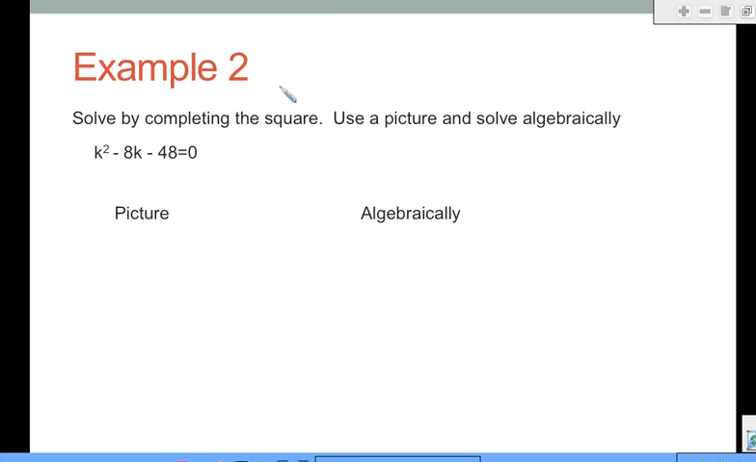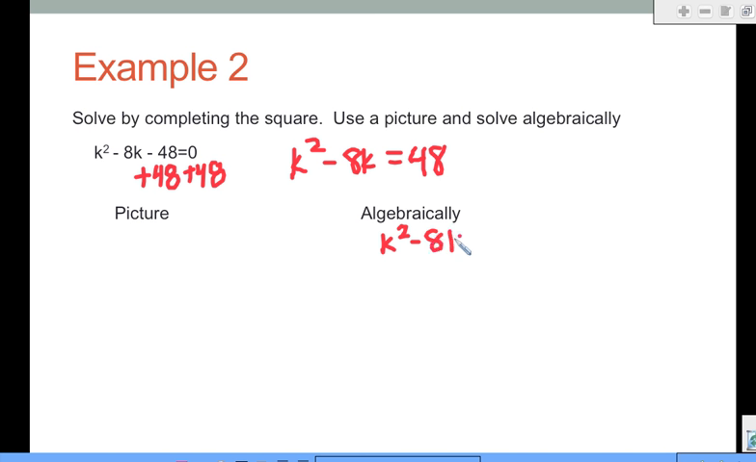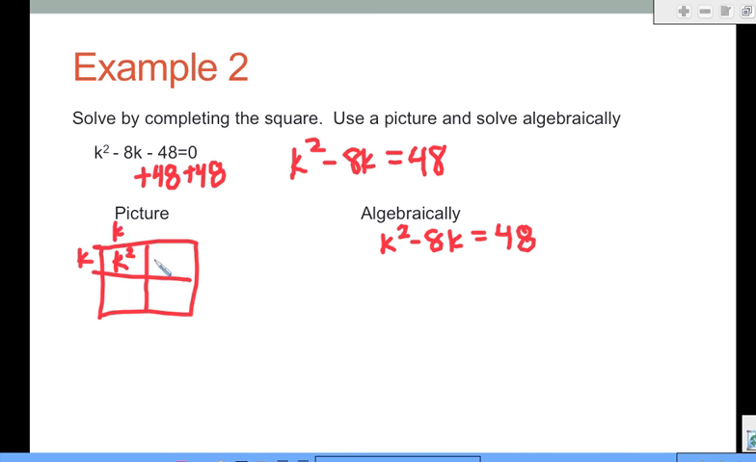So let's take a look at a couple of these. We're going to look at both the picture and algebraically today. So we'll add 48 to each side. We have k squared minus 8k equals 48. That's our first step algebraically and as a picture. Now in a picture, how are we going to draw this? We have k squared, so k and k. We have negative 8k's, so this has to be 4k and 4k, and it equals 48. So we have minus 4 and minus 4 for our dimensions. What's going to go here is negative 4 squared, or 16.